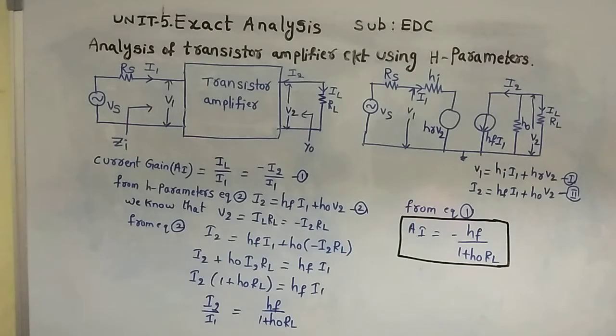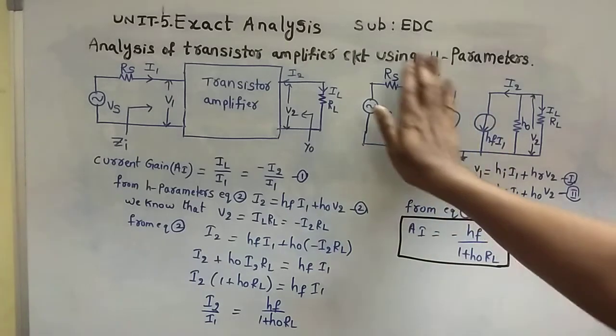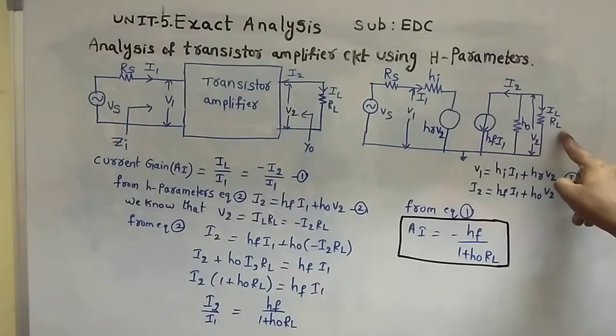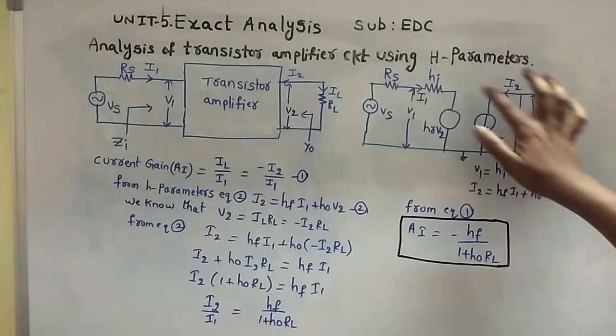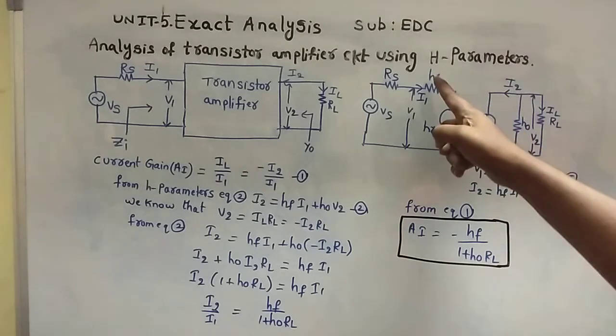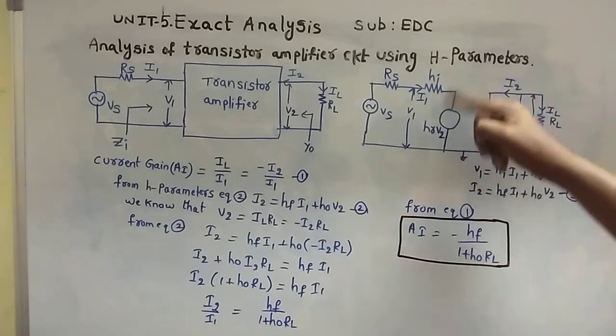There we have two parameters. So our equivalent hybrid model circuit is like this. Equivalent hybrid model for the transistor amplifier is this one. Rs and Vs are additionally taken, and RL also additionally. Without Rs, Vs and RL, the circuit is the equivalent hybrid model circuit for the transistor amplifier or transistor two-port network.